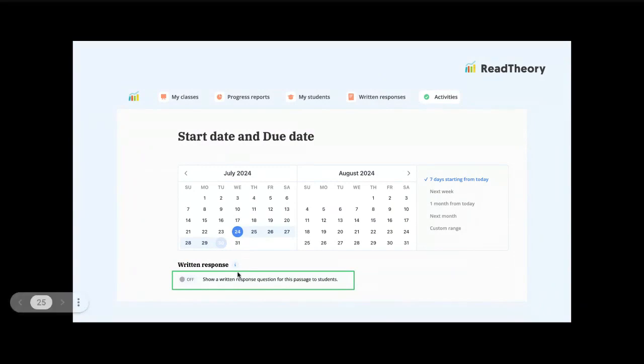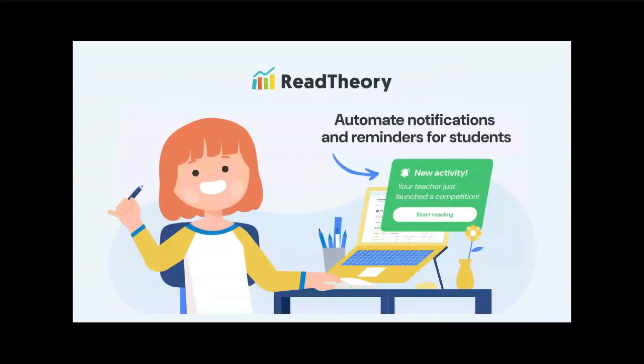And you can also turn on or off the written response. It's kind of like a hidden feature in Read Theory. I feel like some teachers don't know about it, but we do have a written response section, so you can decide if you want to turn this on or turn it off. And that's where you would do that. And on the student side, students will get a notification and a reminder that they have a certain amount of passages they need to complete that week.